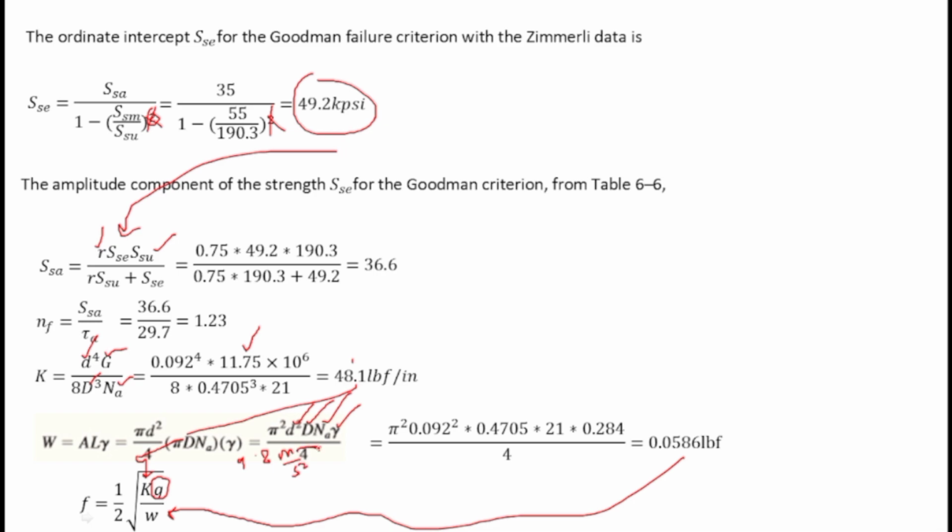But here this meter should be converted to feet, so when you convert it to feet, it will give you 386 feet per second square. So putting the values, it will give you a critical frequency equal to 81 hertz.